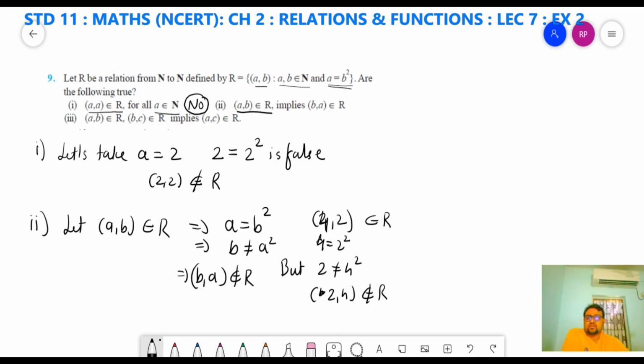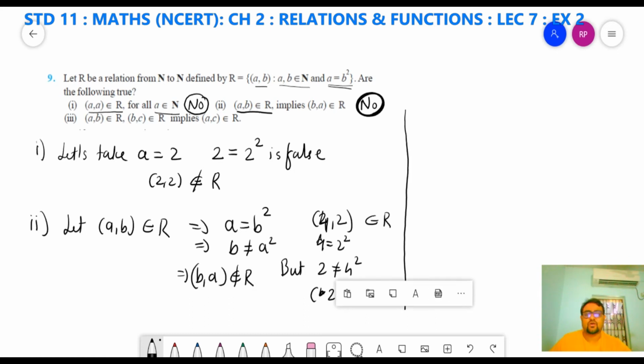So what is the question? That if (A, B) belongs to R, that must imply (B, A) also must belong to R. Means if A is equal to B square, then it must satisfy that B is also equal to A square. Clear? So the second one is also no. It is not true. Clear? Now let's select the third one.